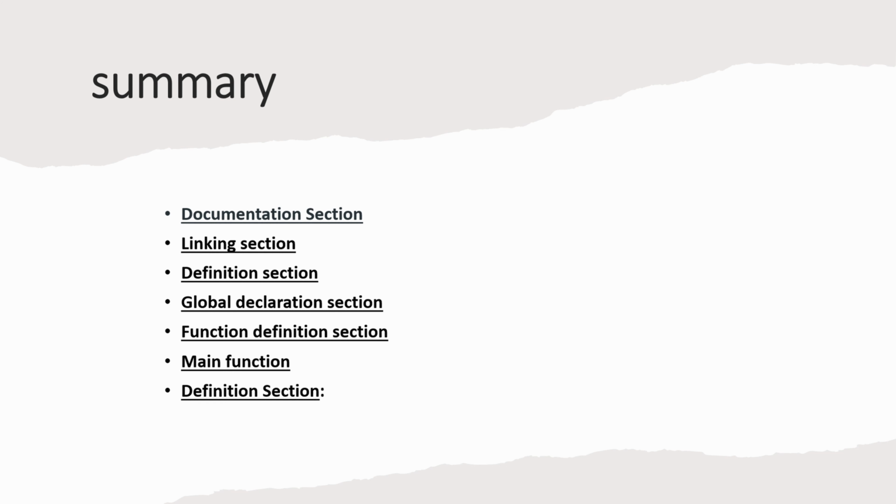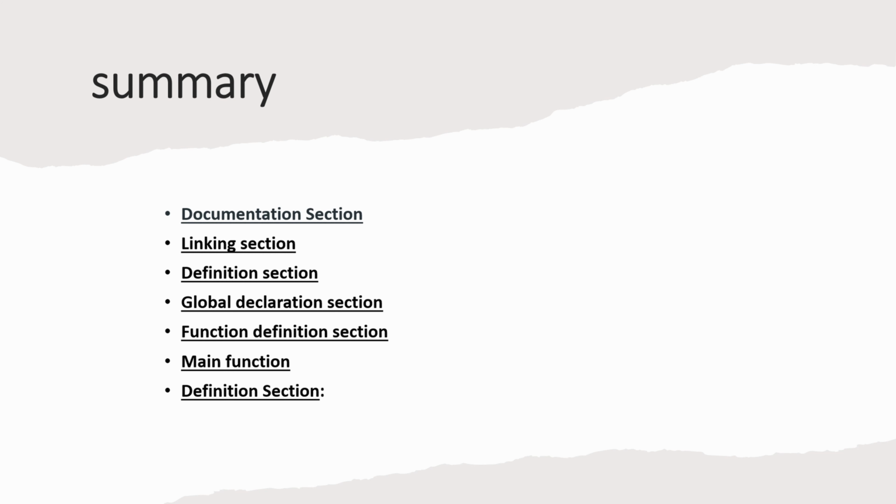Here we basically define the constants and variables, and we create our own data types and our own user-defined functions. Then global declaration: here we declare the variables that we need to use throughout the program, and the scope of these variables lasts until the entire program terminates. Then we have the function definition section. Here we declare and define the functions, mostly user-defined functions.